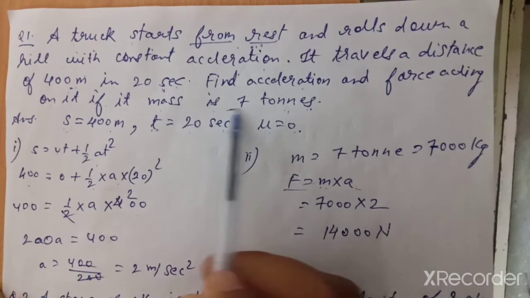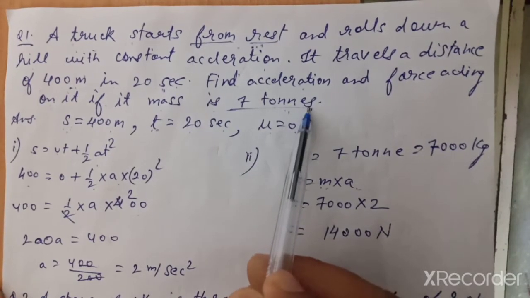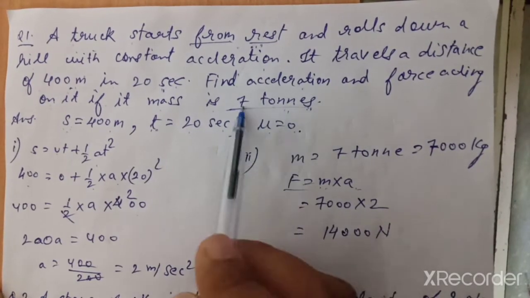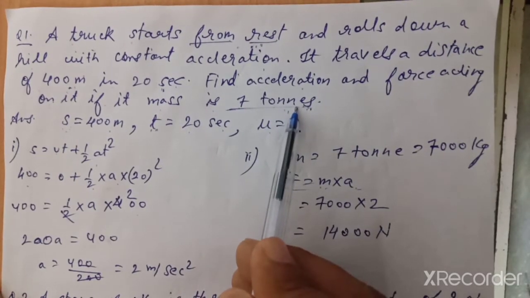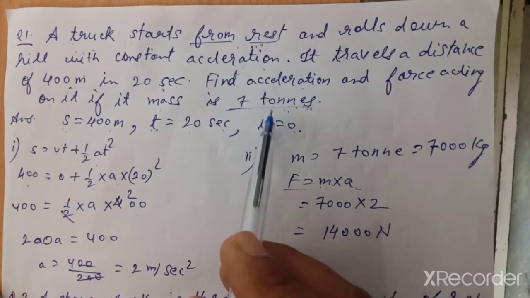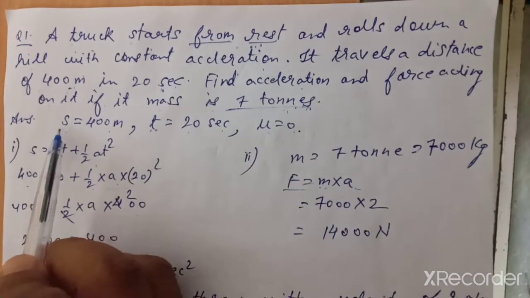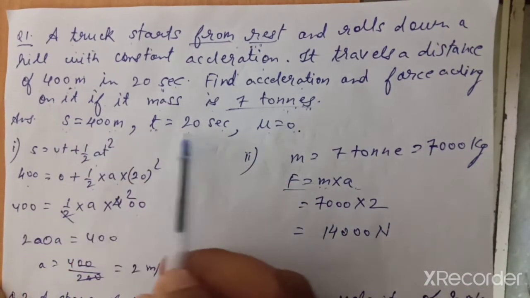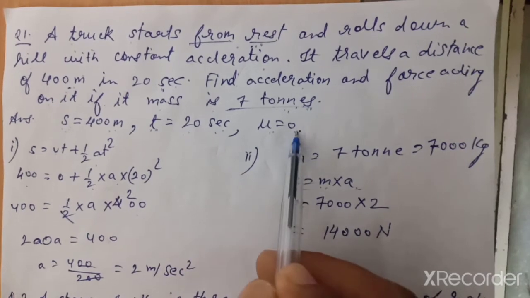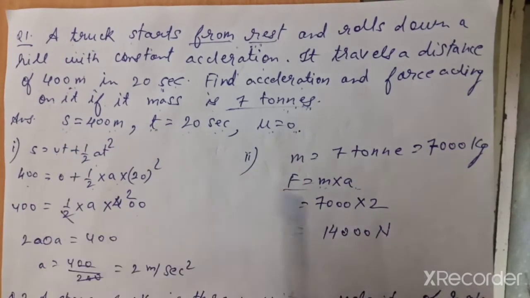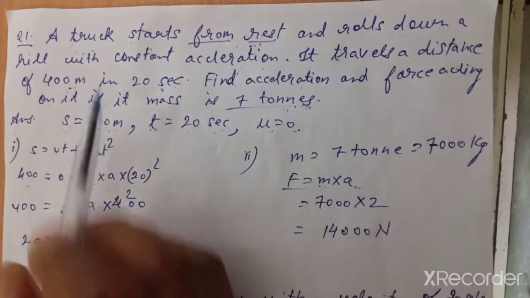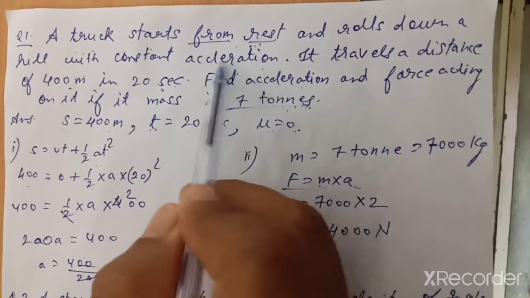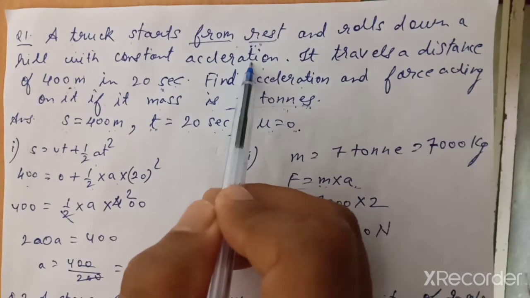Now you have to convert this. Whenever a ton or any other unit is given, you have to convert it into kg. So 7 ton is there. When you multiply by 1000, you will get 7000. Now when you write the given conditions: s equal to 400 meters, time is 20 seconds, initial velocity is 0. To calculate the force we use the formula m into a, but in this question the acceleration is not given, so first we have to find the acceleration.